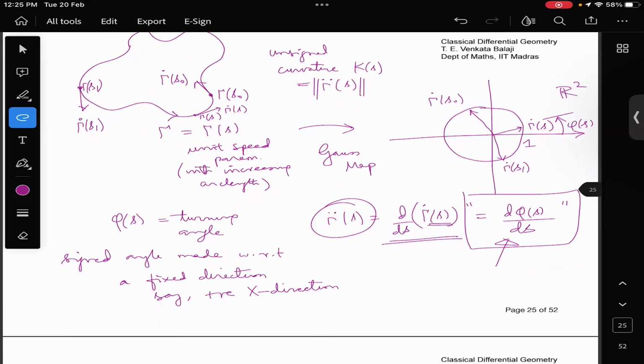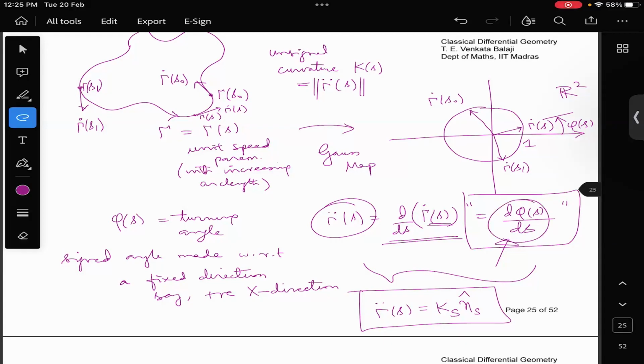And the beautiful thing is, what is the correct version of this equation? You will get gamma double dot of s will be nothing but k of s into n of s hat. If you want to write it properly as a vector equation, the scalar will be k of s, the signed curvature, and n of s hat will be the signed normal. The k of s is going to be nothing but d phi of s by ds.